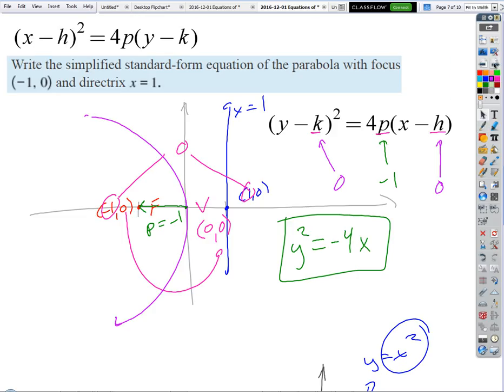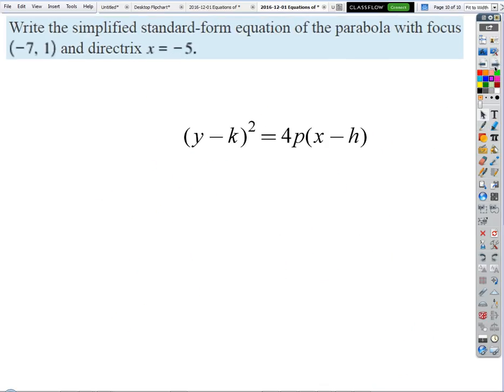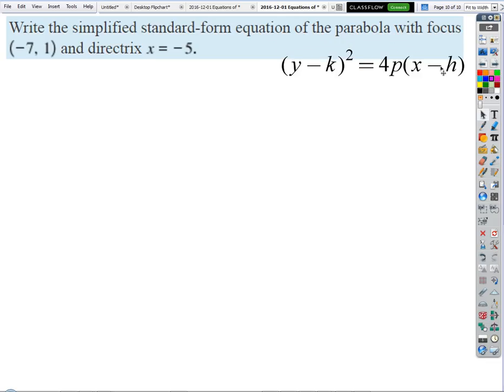All right, let's try one that's a little harder. Try one like that. How about it? Is the directrix going to be horizontal or vertical? Vertical. It's going to be vertical, isn't it? So maybe we don't even have to draw the whole xy plane. Maybe we can just draw the directrix and the focus and go from there.